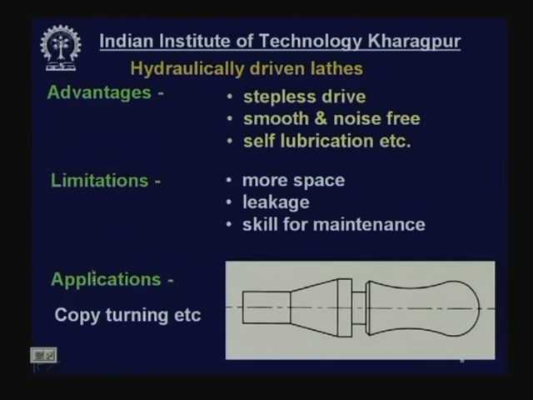Applications. These hydraulic machine tools, especially lathes, are used for copying type of work or contouring, for producing contoured surfaces. Suppose this kind of job which has a straight surface, a tapered surface, a groove, and then a smooth curved surface. This kind of work is done normally in copy turning, on hydraulic copying machines or copying lathes.